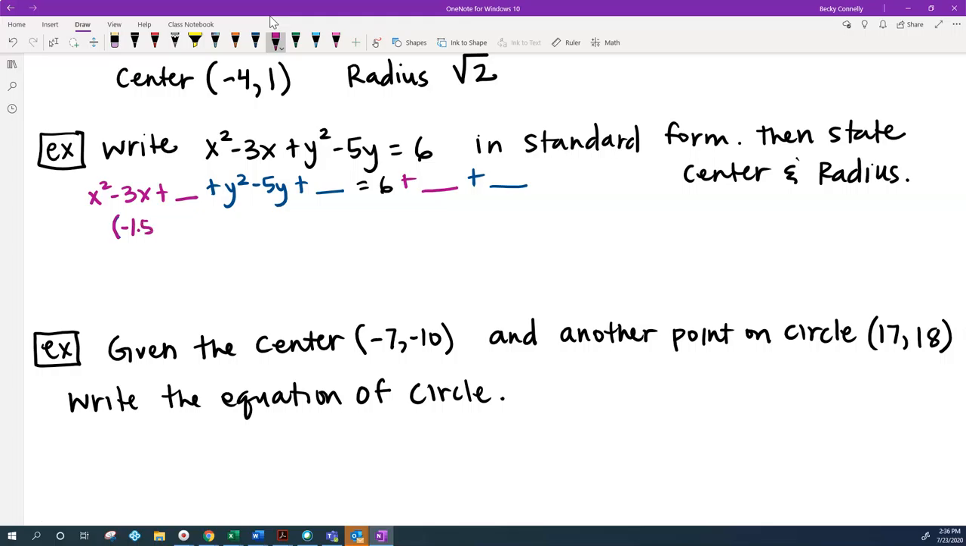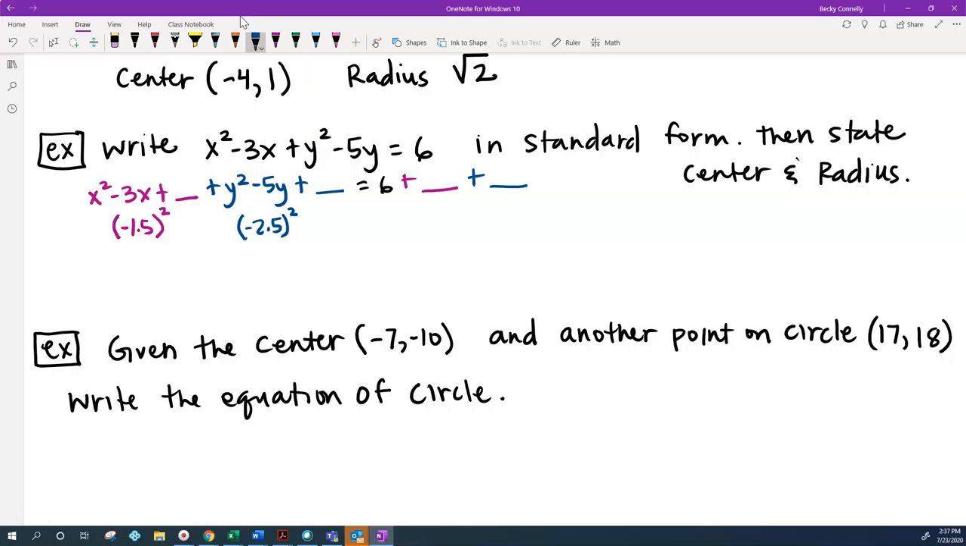1.5. I don't know what I said there. All right, so -1.5, and then I need to square that. And then on the blue part, I need to take -5, half it, and that's -2.5. And then I need to square that. And that's what's going to give me the numbers to put into those blanks there.